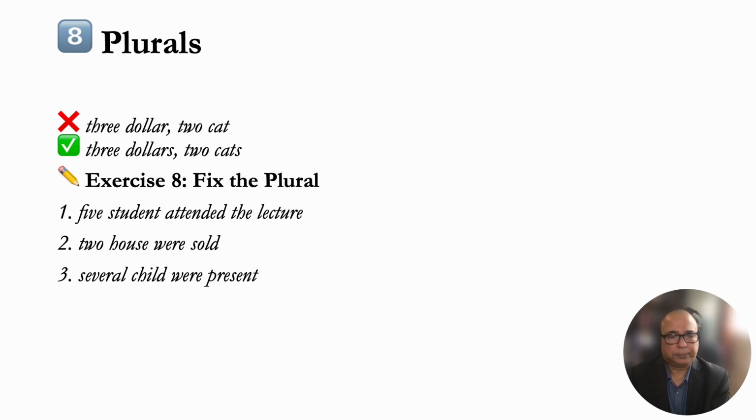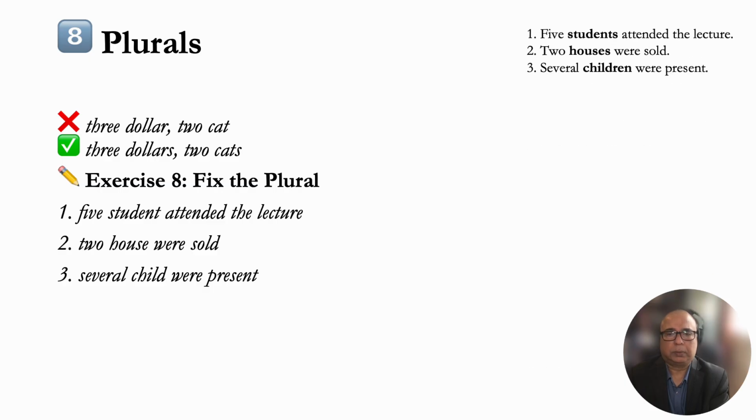All right, plurals. 3 cat. Do you notice the error? The S is missing, the plural marker S. 1 cat, 2 cats. Right? 1 dollar, 3 dollars. All right, so fix the plural errors in the 3 sentences. Pause the video. 5 students attended the lecture. 2 houses were sold. Several children were present.